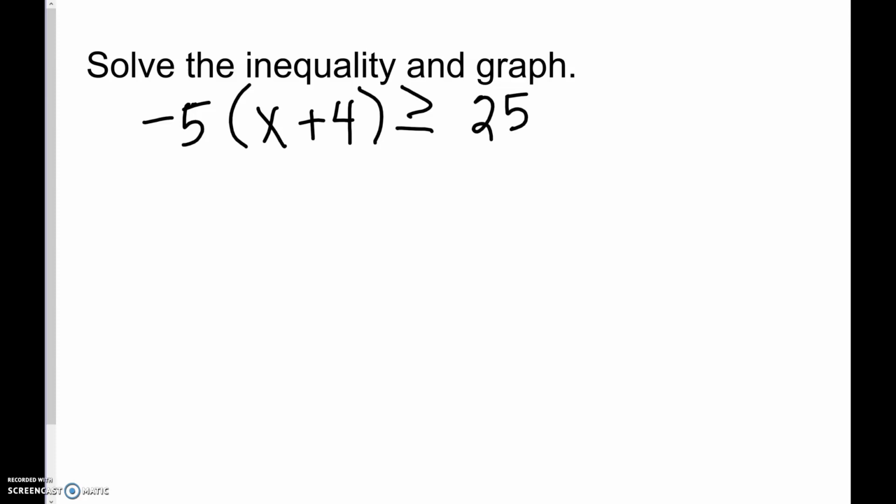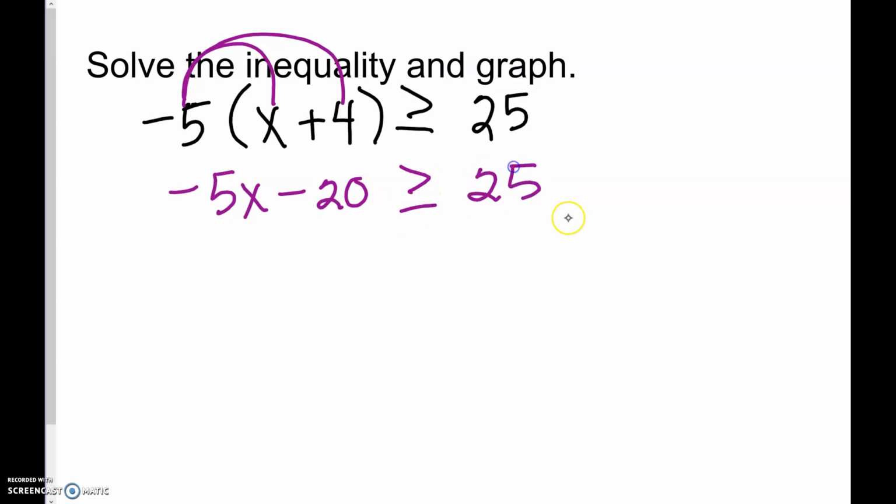All right, looks like we have the distributive property here. So I'm going to take -5 times x and -5 times 4. Negative times a positive is a negative. Now, all I did was a distributive property. I did not do something to both sides, so I do not flip my sign. Now, to get x by itself, I'm going to add 20 to both sides.